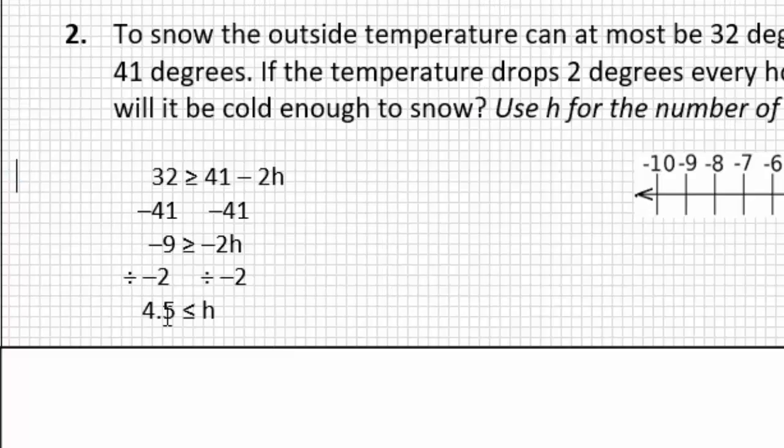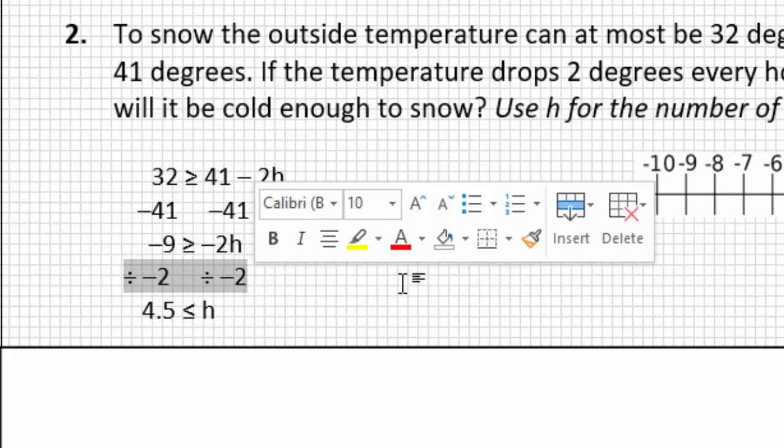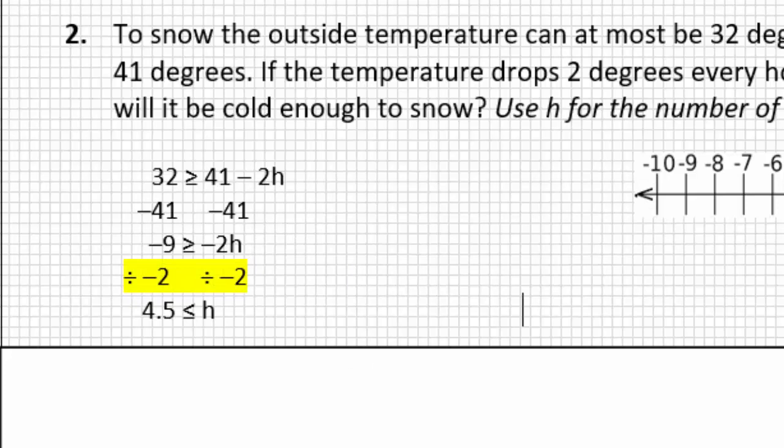Well, if you got that you think it will be cold enough to snow in 4.5 hours, or more than that, then I'd agree with you. A couple of things. First, we had to subtract 41 from both sides to get -2h by itself, which left us with -9 is greater than or equal to -2h. And then we divided both sides by -2.